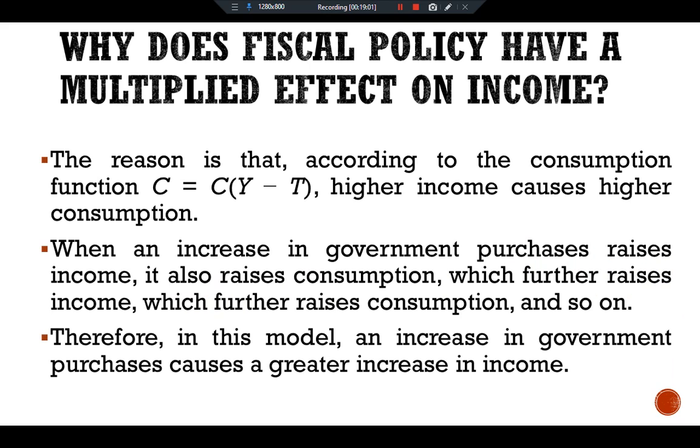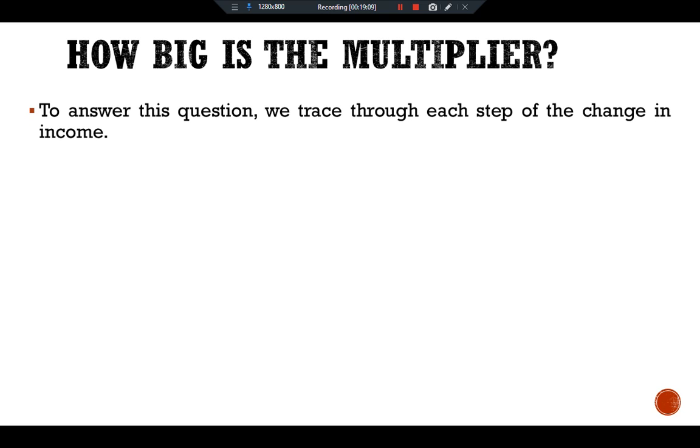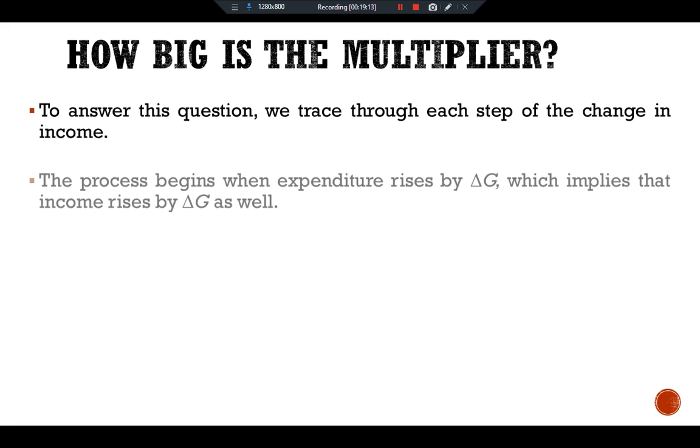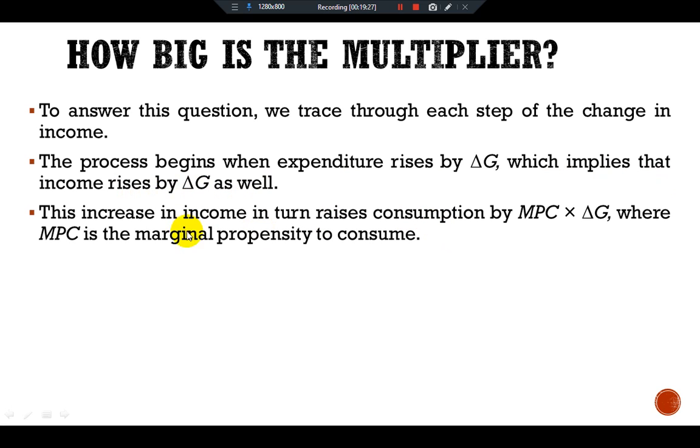So here we have another main question: how big is the multiplier? To answer this question, we trace through each step of the change in income. The process begins when expenditure rises by delta G, which implies that income rises by delta G as well. This increase in income in turn raises consumption by MPC cross delta G, where MPC is the marginal propensity to consume.